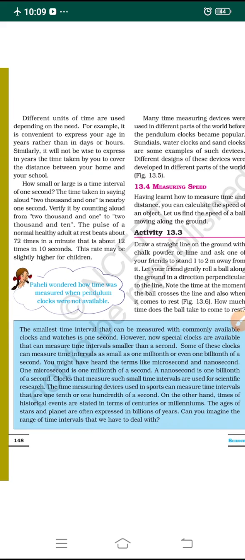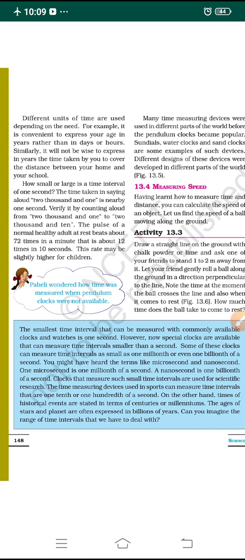So different units of time are being used depending upon the type of speed. For example, it is very convenient for us to express our age in terms of years rather than in terms of days or hours. If somebody comes and asks you, how old are you?